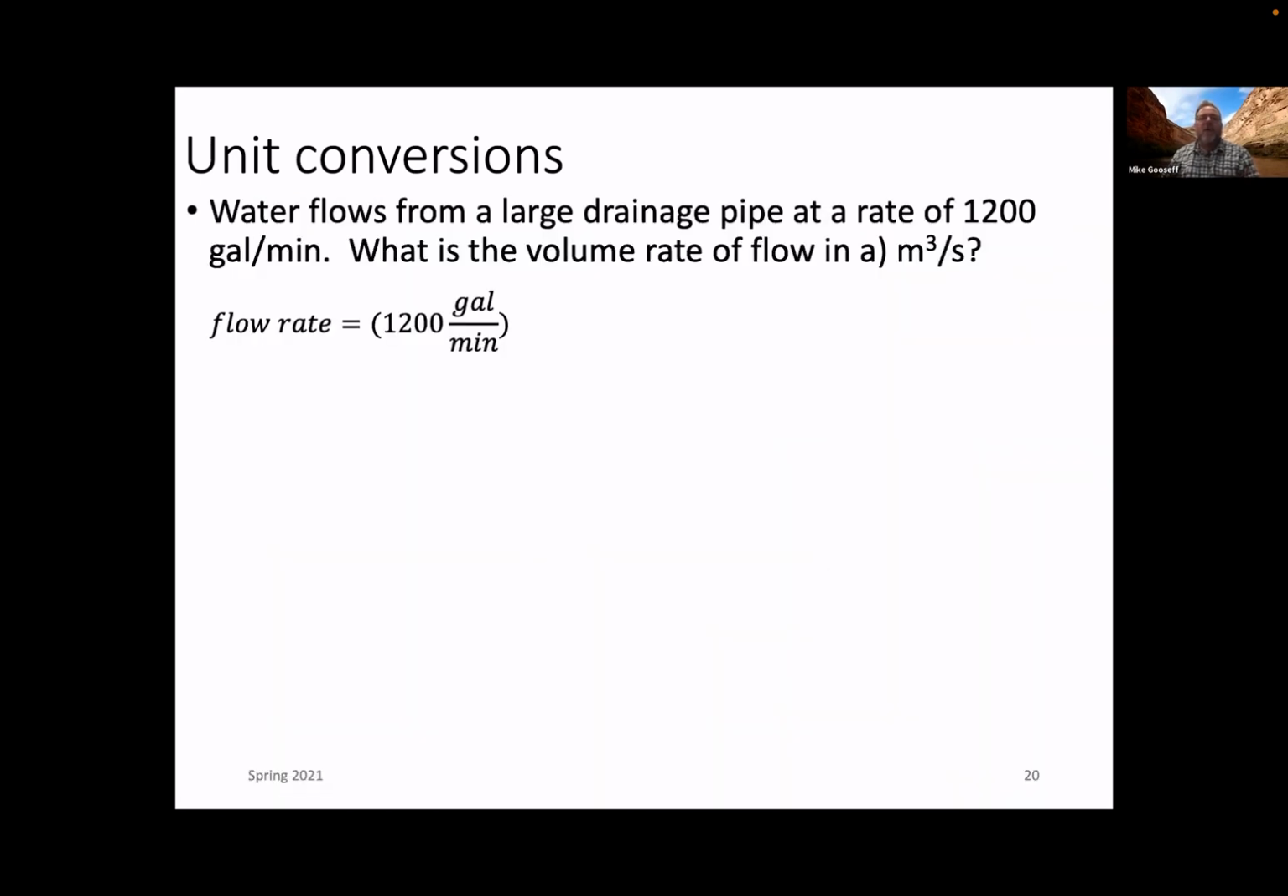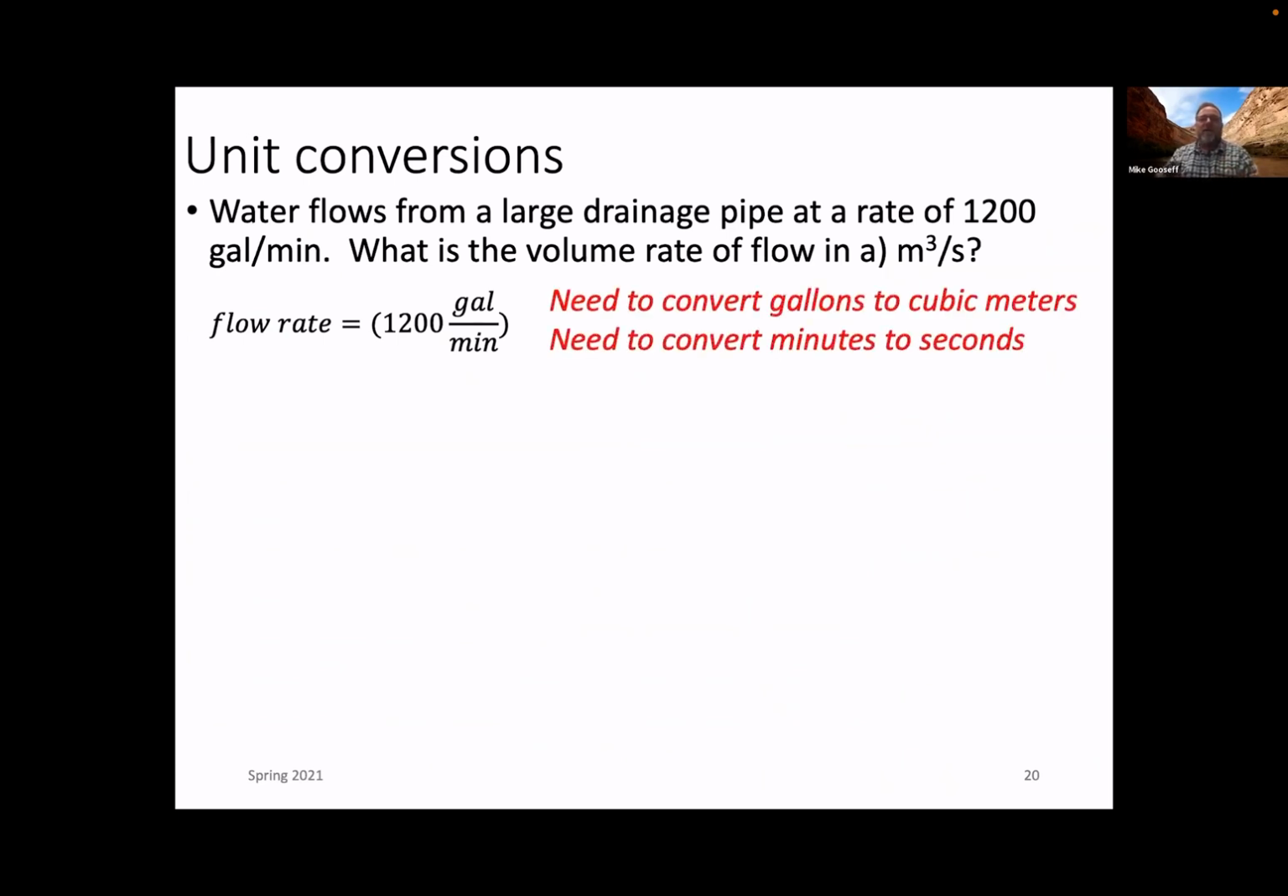Okay, so water flows. Let's just take part A. We need to convert 1,200 gallons per minute to some number of cubic meters per second. In your mind, you're probably already thinking, I need to convert gallons to cubic meters and also convert minutes to seconds. The latter is pretty easy. Most of us should know by now there are 60 seconds in a minute. But what do we do about those gallons?